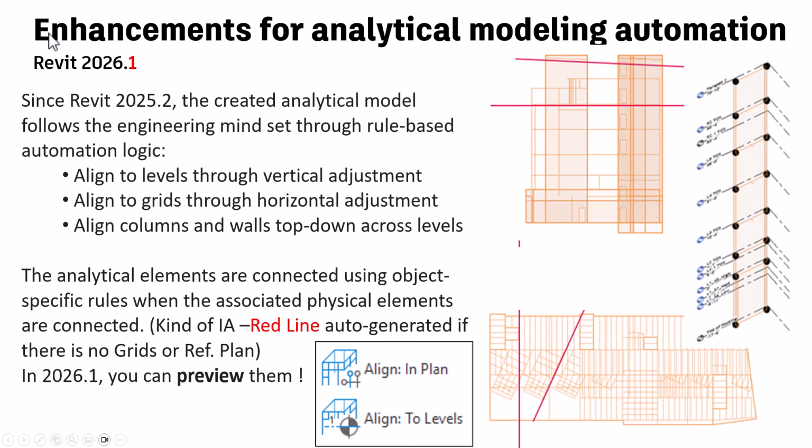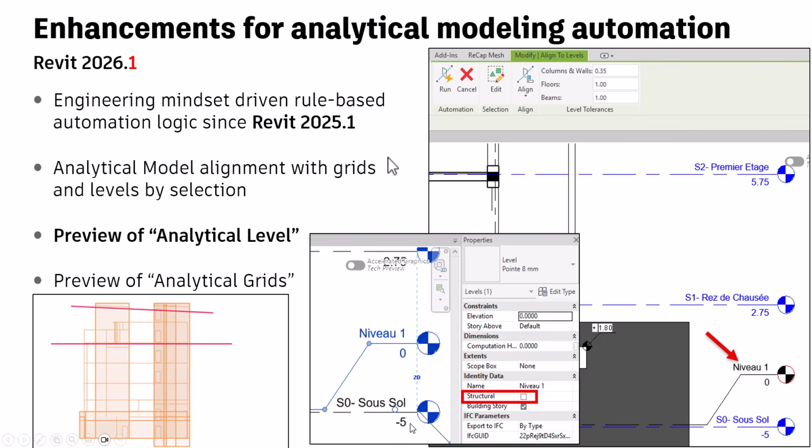So at first, since 2025.2 you have that. In 2026.1, what we have in plus is a small announcement: now you can see which level is used. It will create the same, but in the past, this red line you didn't see. Now you will be able to see it. I think it's the most important thing.